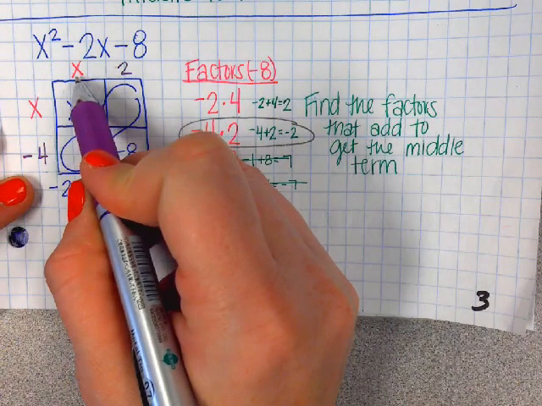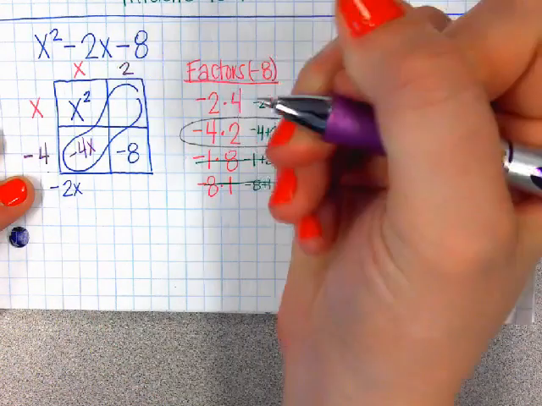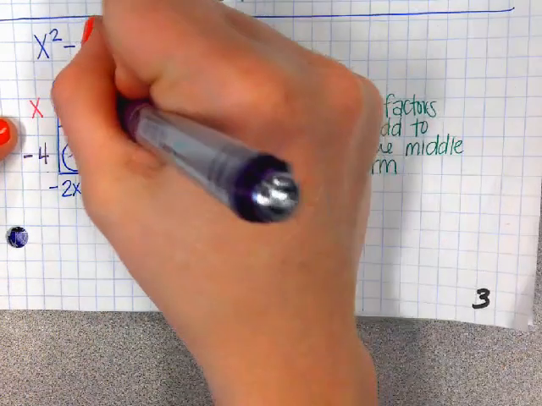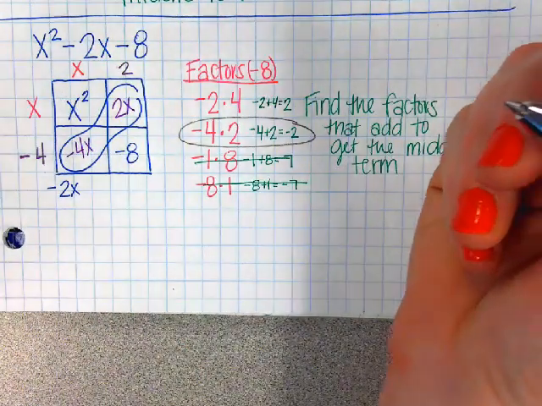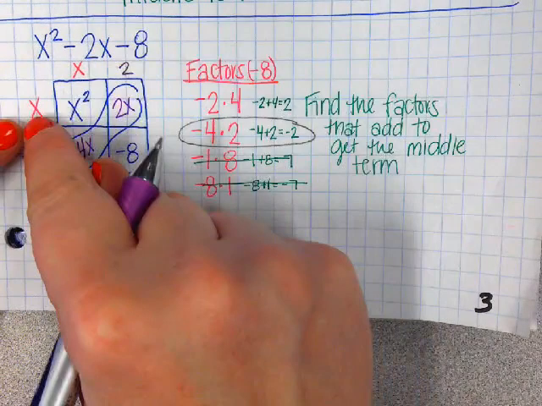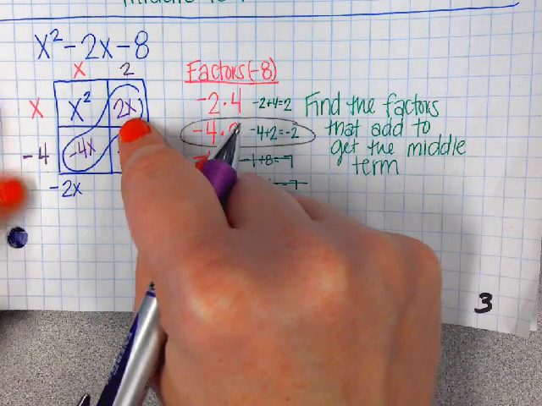Okay, what is negative 4 times x? Negative 4x. What is x times 2? 2x. No, because remember it's only x squared if it's x times x. So it's just x times 2, so it's just 2x.